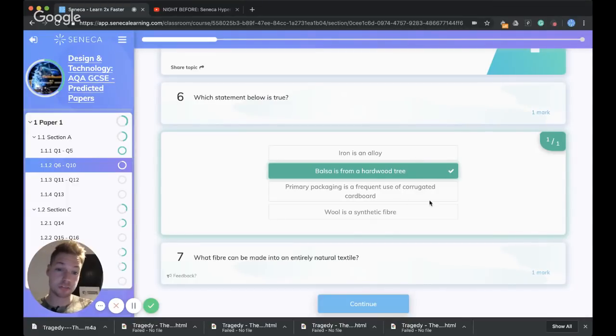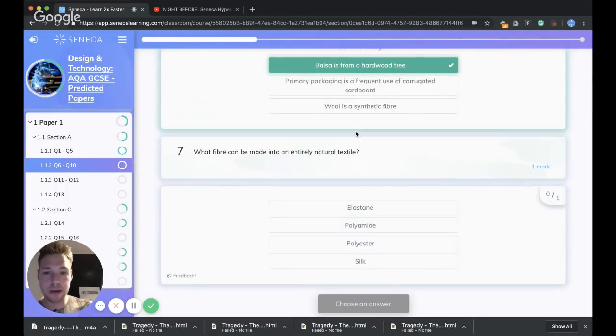Primary packaging is a frequent use of corrugated cardboard? No, primary packaging is normally something like plastic. Wool is a synthetic fiber? Wool comes from a sheep. So unless you know any fake sheep running around, wool is a natural fiber.